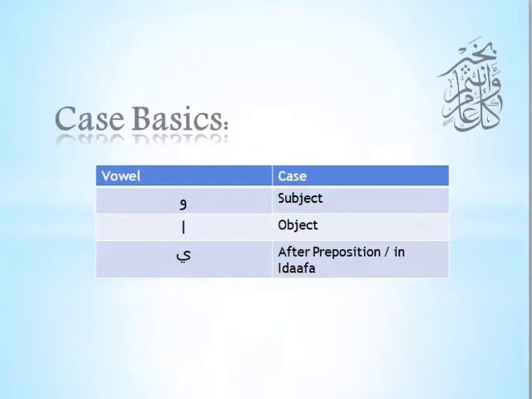So let's review. These are our basics from the case. This is the very first thing we learn. We have three cases: subject, object, and then after the preposition. And we associate these with these vowels, u, a, and e. Now, as with the plural, we're only going to use two of these, but it's going to be different than what we used last time.